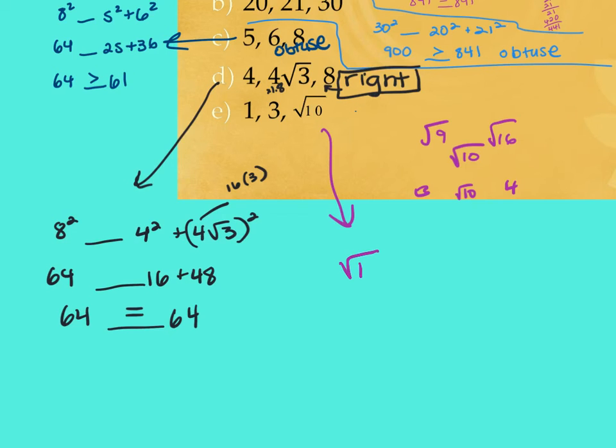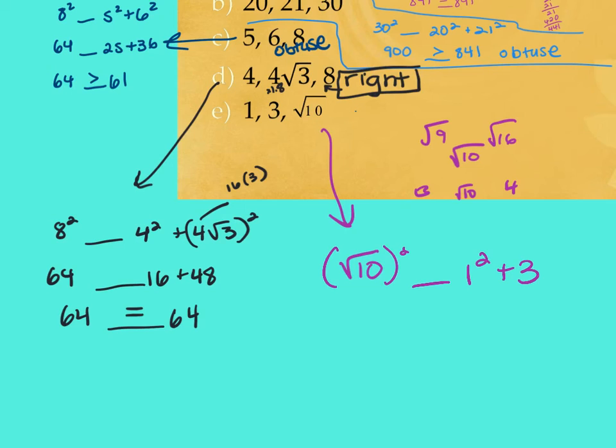Now I got to figure out what kind of triangle it is. In order to do that, I need to know, is root 10 the biggest of those three numbers? We just said it's like 3.1 or 3.2, so I know it's the biggest. So I'm going to put that as the C, because the one by itself has to be the biggest.